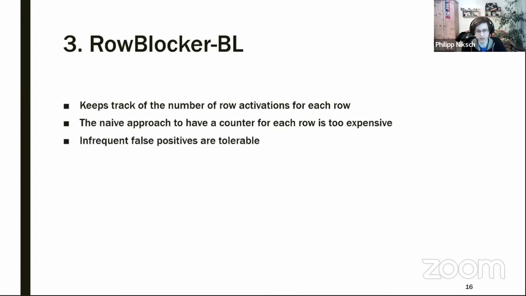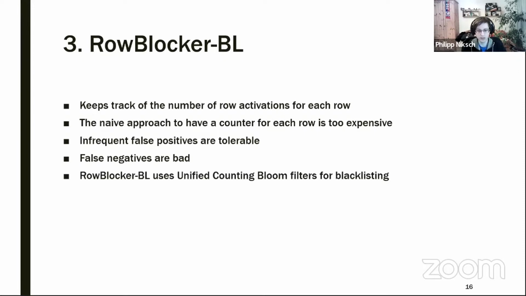The paper realizes that false positives are tolerable as long as they are infrequent enough. In other words, occasionally blacklisting a harmless row is okay. False negatives, however, are bad. Not blacklisting a dangerous row might lead to bit flips. This realization makes it possible to weigh up false positive rates to area requirements.